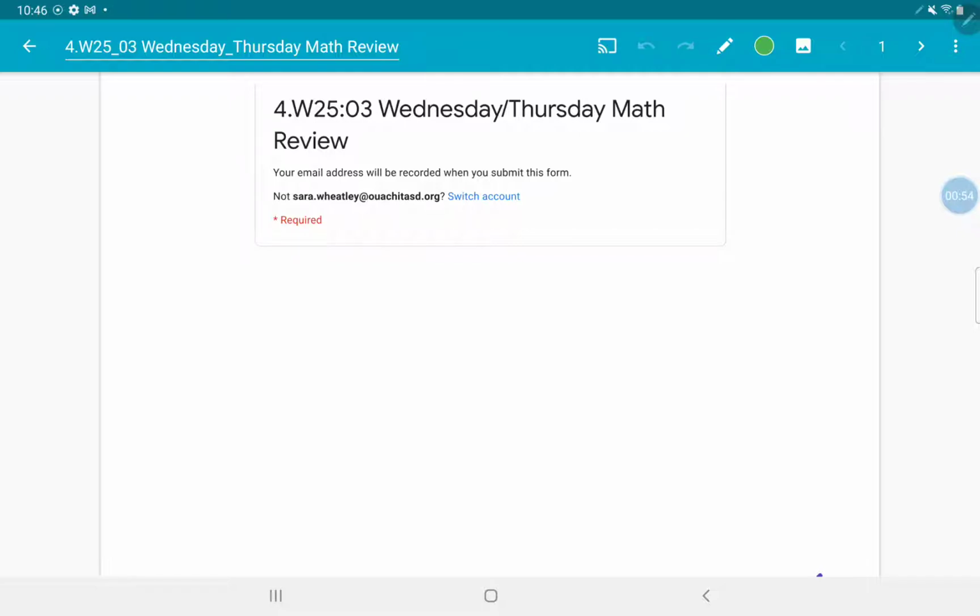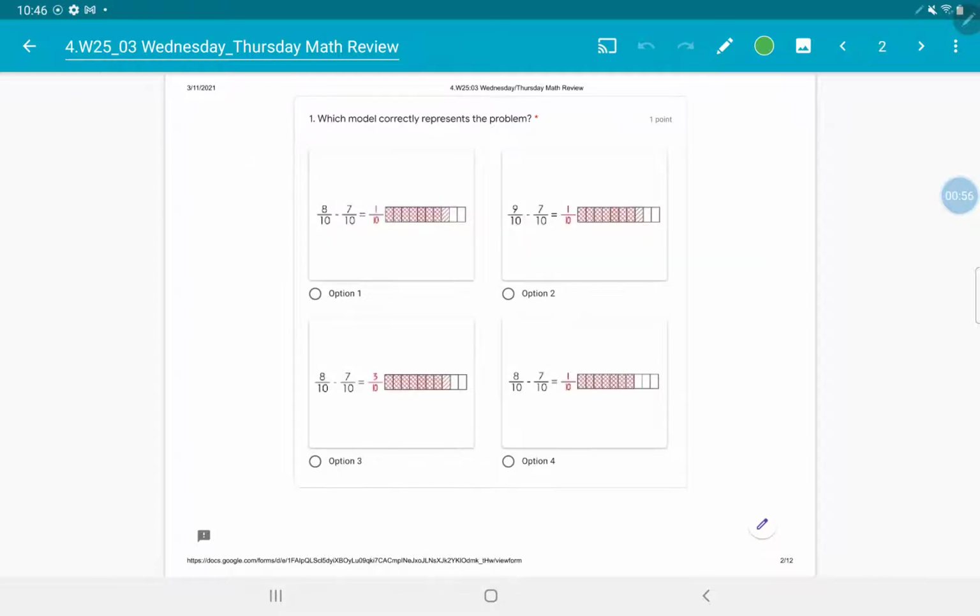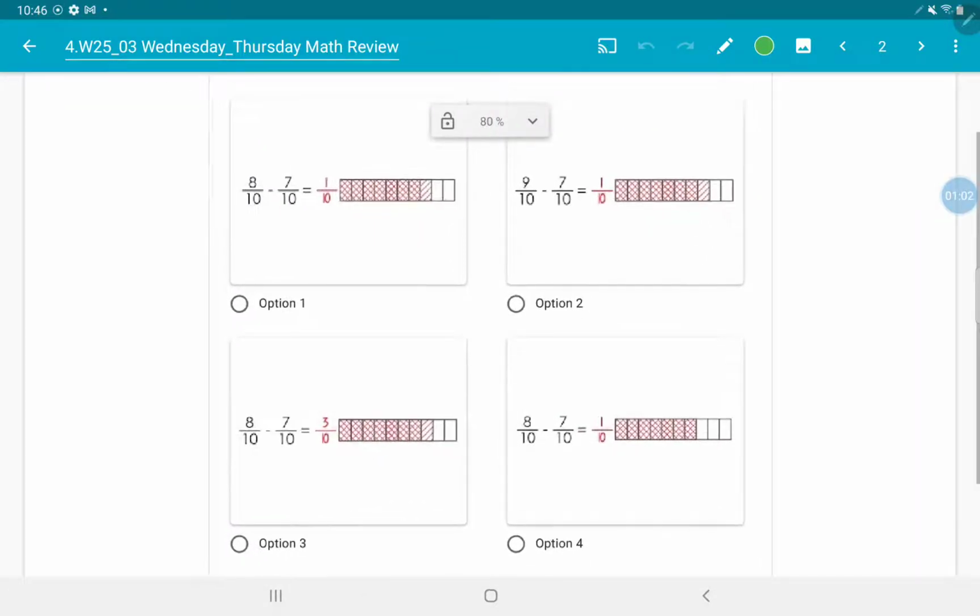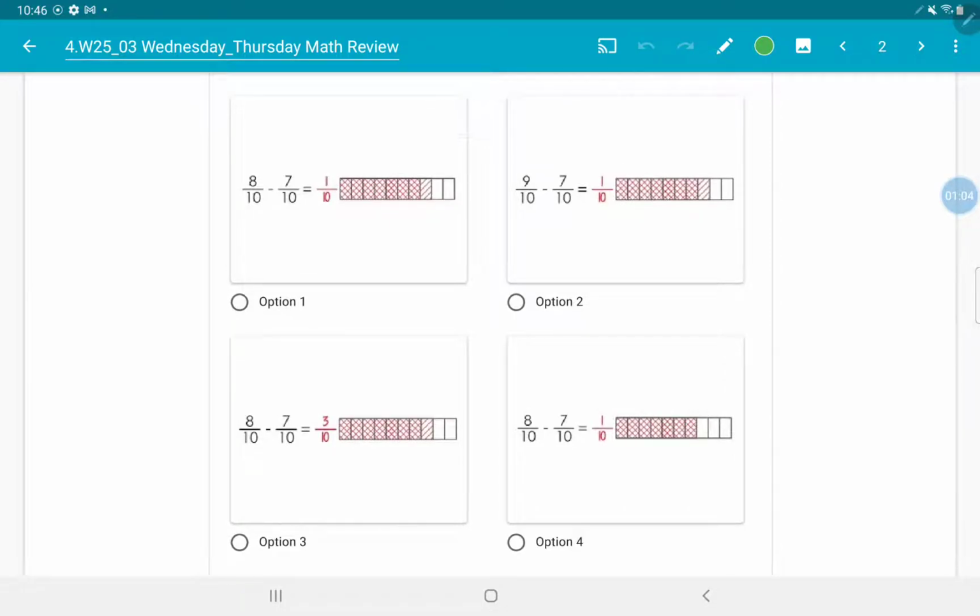All right, so let's look at today's daily math. First up, we had some fractions to subtract, and it wants to know which model correctly represents the problem. Olivia, how would we do this? You would make sure that the bottom numbers are the same first, and all of them are the same.